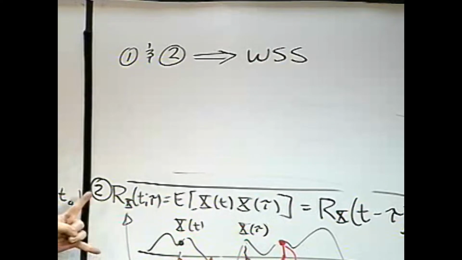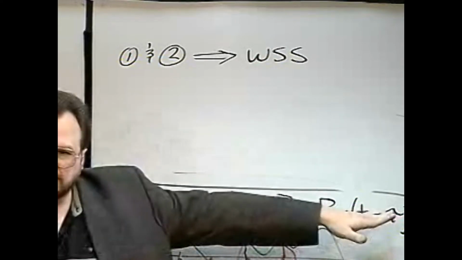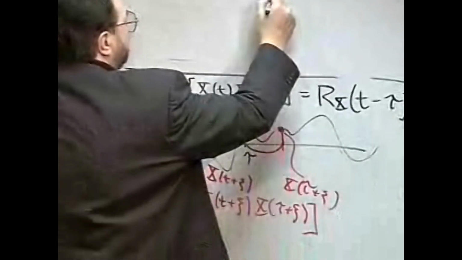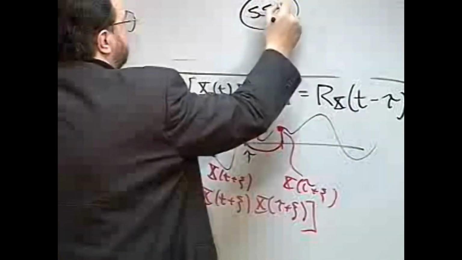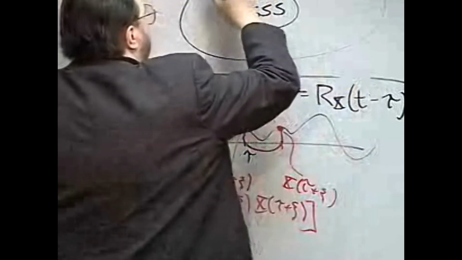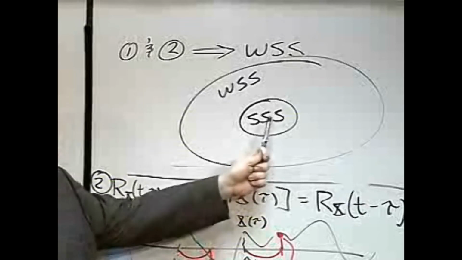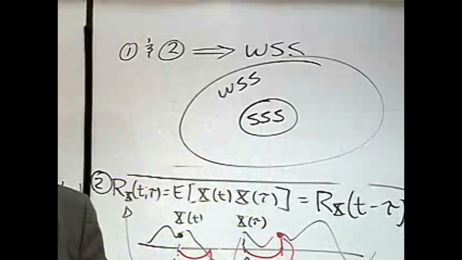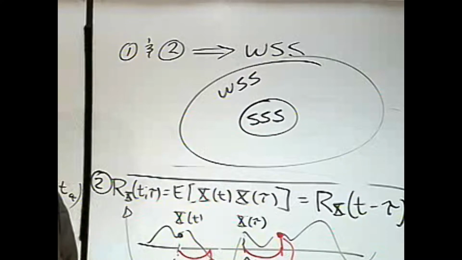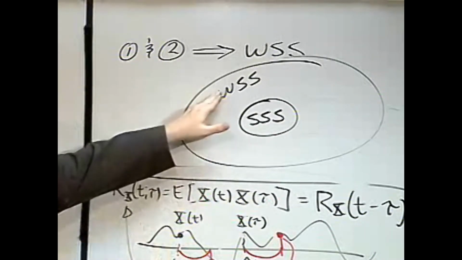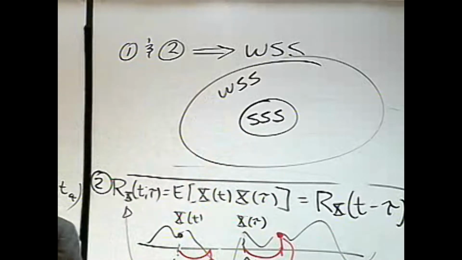We only have to establish two things. The autocorrelation function is just a function of t minus tau, and the expected value, the mean, is a constant, does not change with respect to time. So clearly in the set of all stochastic processes, we have strict sense stationarity here, and we have a wider case, wide sense stationarity, and clearly the strict sense stationarity is a subset of the wide sense stationarity, right? Okay, so this is an easier type of stationarity to establish.